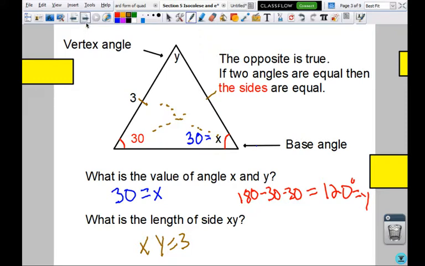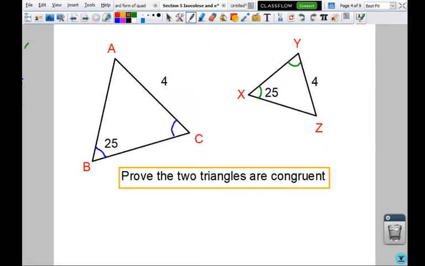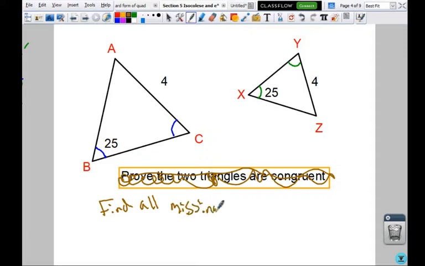We're going to do this first one here. On this one, we're going to prove these two triangles are congruent. So I'm actually going to let you guys do this. Actually, no. Let's change it around slightly. Instead of making the two-column proof, let's just practice finding missing parts. I want you to find all missing sides and angles. I can't do that. Make it a little easier.